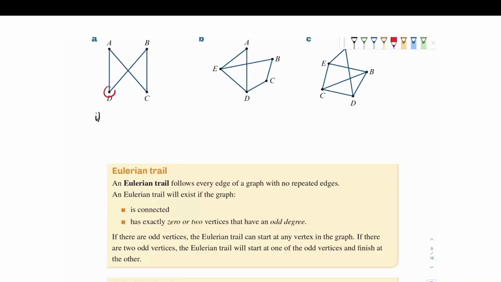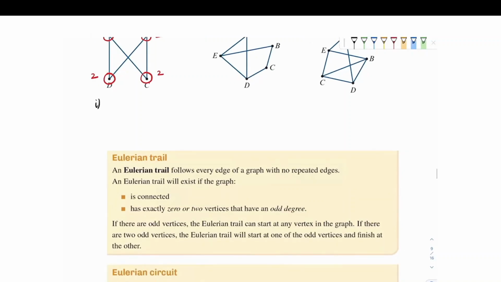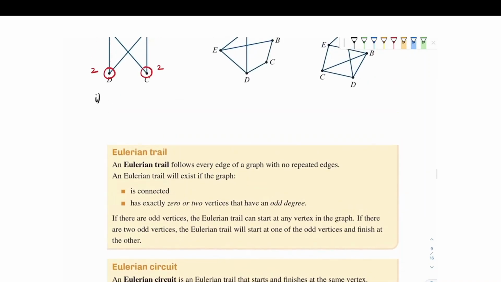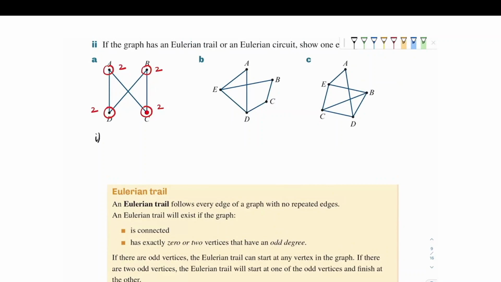So if we have a look, this one is degree 2, this one is degree 2, this is degree 2, and this is degree 2. So we do have 0 vertices that have an odd degree, so therefore the trail exists in this case. If we look at the circuit, we can see that our graph is connected, and the vertices all have an even degree, which you can see in our case: 2, 2, 2, and 2 are even. So therefore, we have both the trail and the circuit as well. Okay, so in this case it's both, and the reason why is because there are 0 odd vertices.